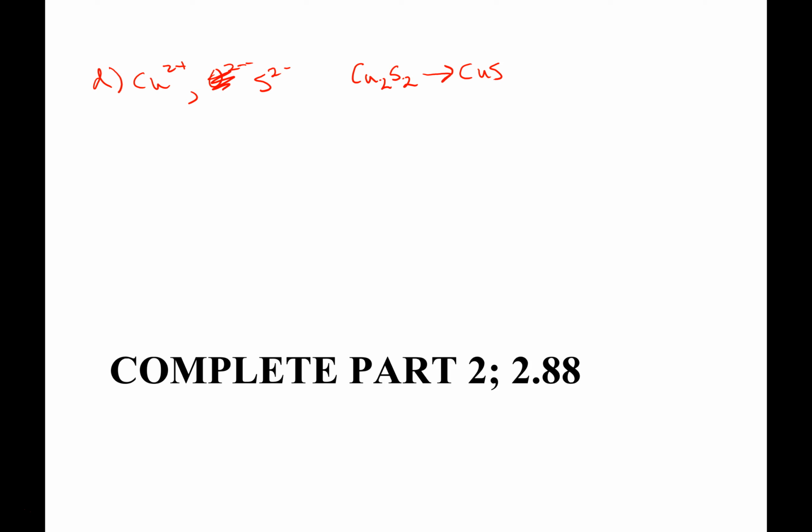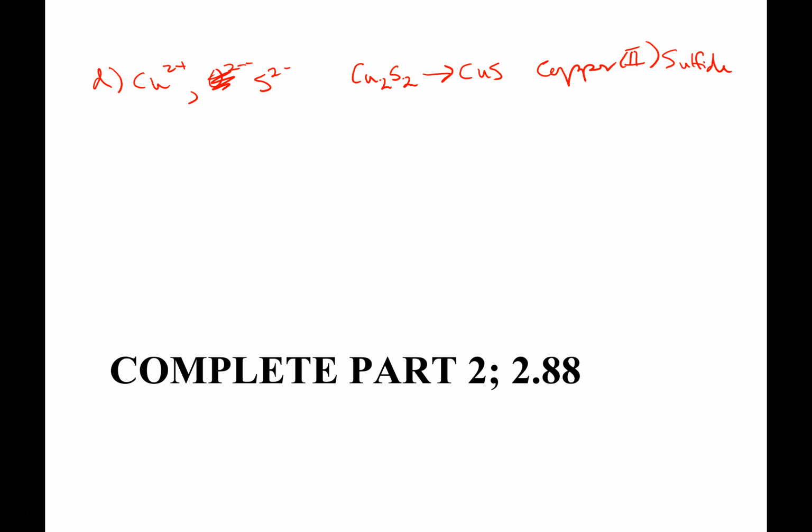And then, so what would the first name be? Okay, copper 2. Perfect. Copper 2, and then the last name? It comes from sulfur, so it's sulfide. Yep, you got it. Perfect. Okay, now let's look at the bottom.